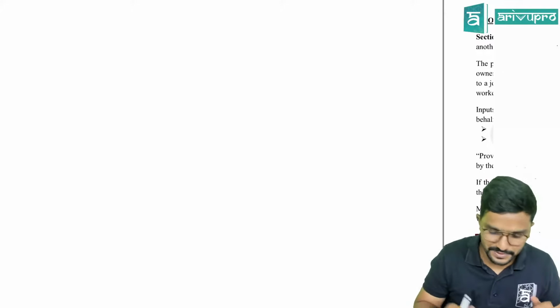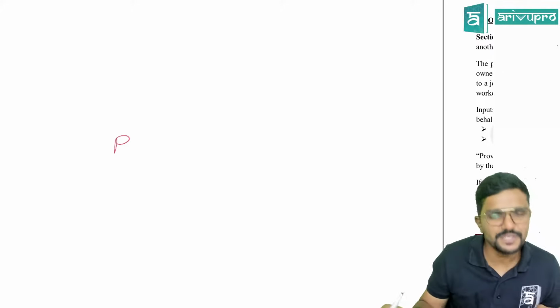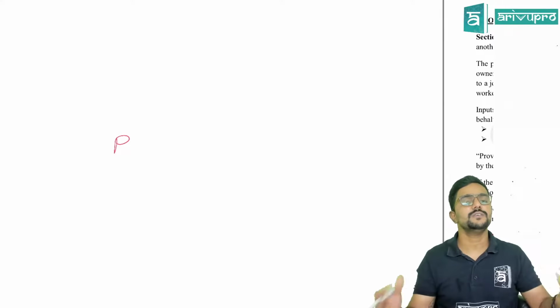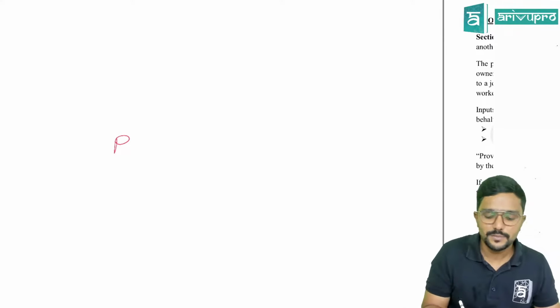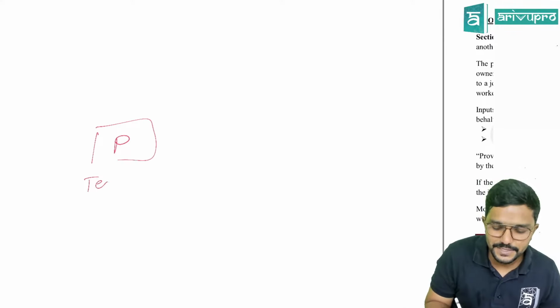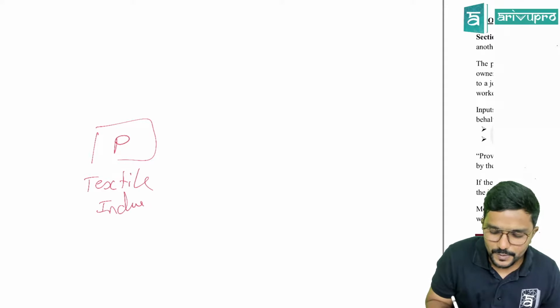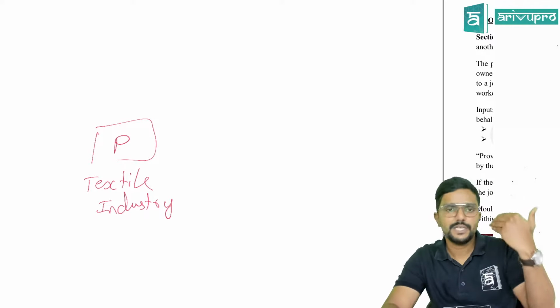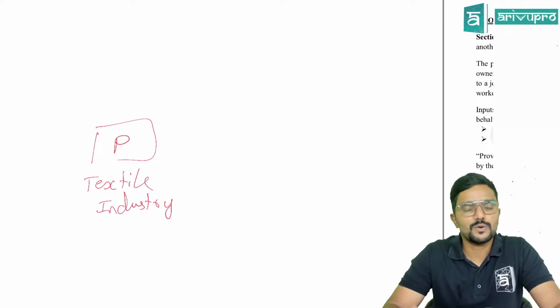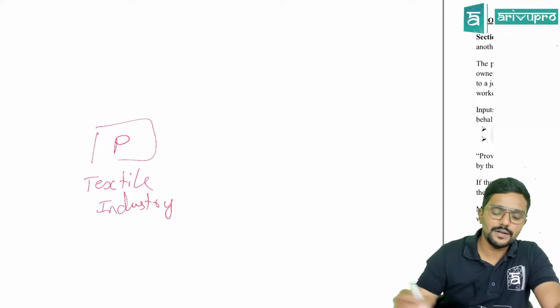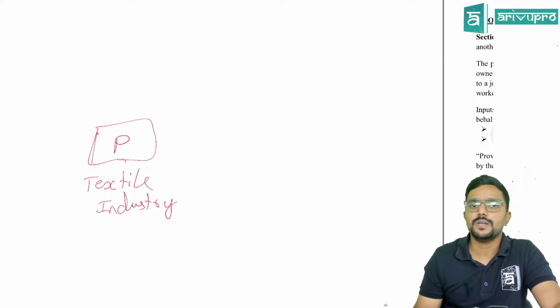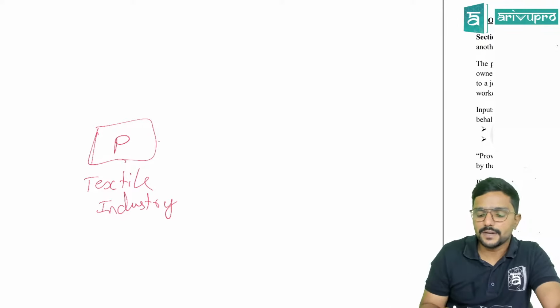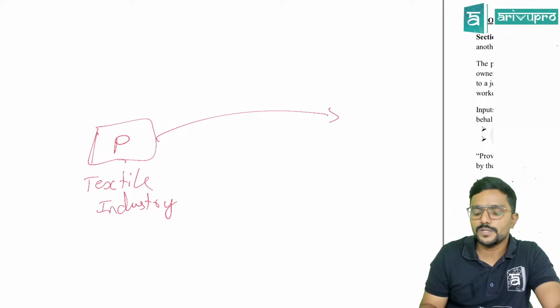See guys, there is a principal who is manufacturing goods. Let us assume the principal is from the textile industry, stitching clothes, shirts, pants, or whatever it is. Whatever shirts and pants he stitches, he will send these goods to one job worker.